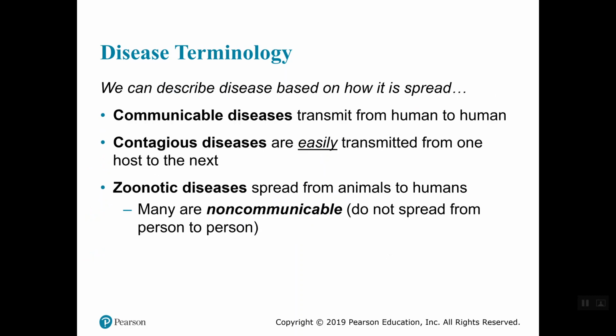We can also describe disease based on how it's spread. If you have something that is transmitted from human to human, it is considered a communicable disease. An example of that would be the influenza that I mentioned, or a head cold. Contagious diseases are communicable diseases that are easily transmitted from one host to the next. So very easy to get these.